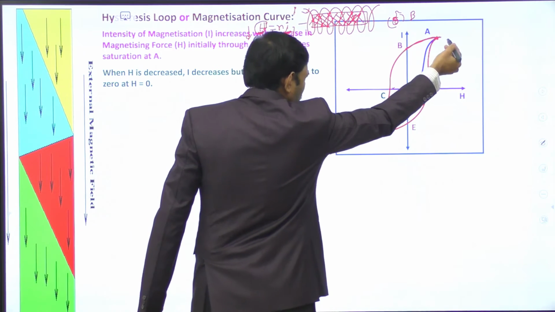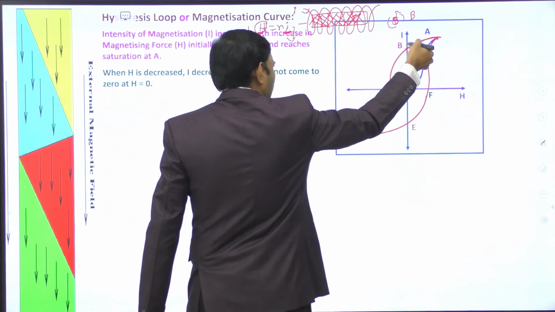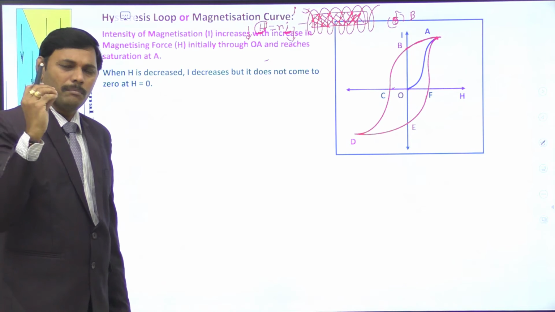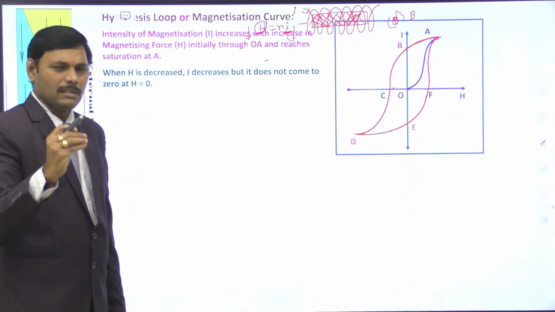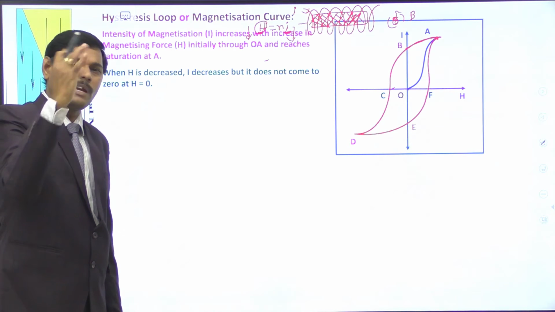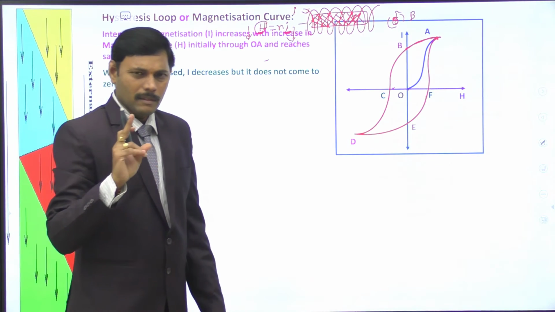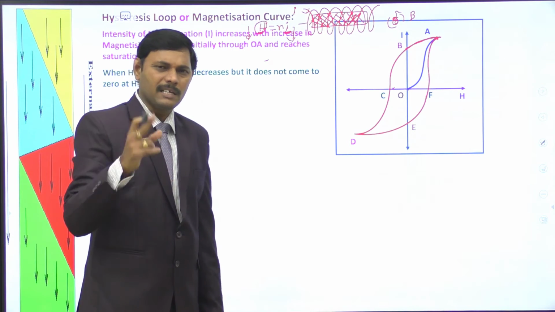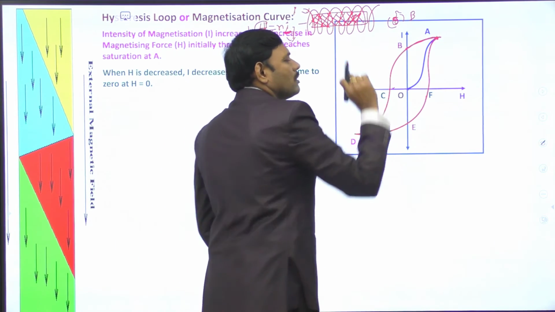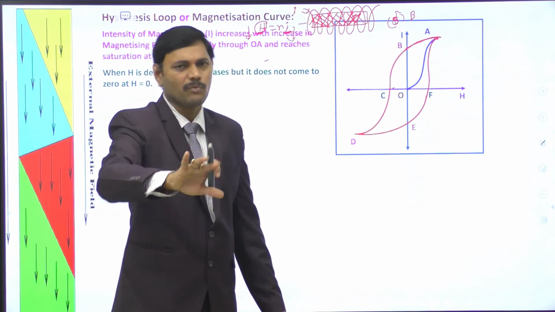Once after getting saturation, even though we reduce H to 0, I can't become 0. The intensity is permanently present inside the ferromagnetic material to some extent. So it becomes a permanent magnet, and it retains its magnetic property. The ferromagnetic material retains its magnetic property to some extent. This is that extent value, even though we completely remove the applied magnetizing force.